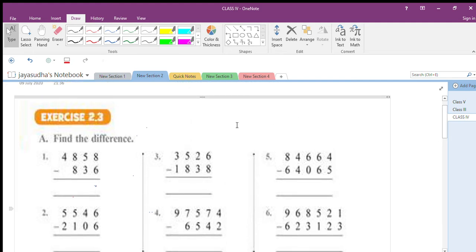Now exercise 2.3, find the difference. The meaning of difference is subtraction, another name for subtraction. Listen, you already know subtraction very well. Now going to the first sum. Always you subtract the smaller number from the larger number. So what is here? 8 is the largest number, 6 is the smallest number. So it is easy to subtract.